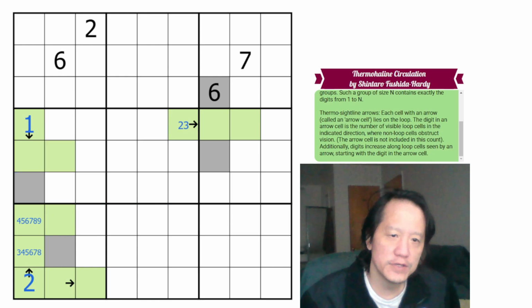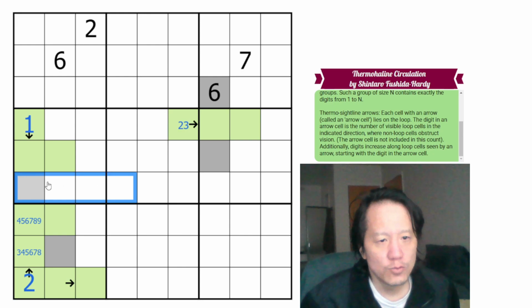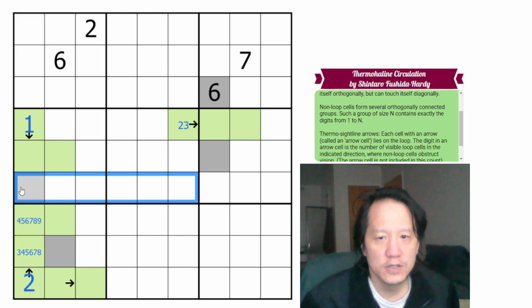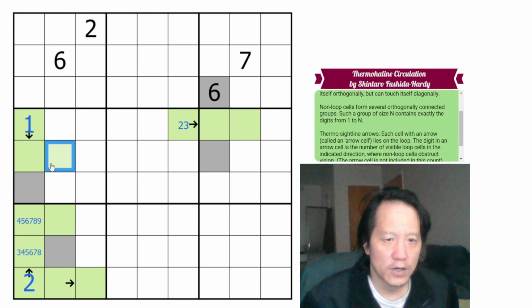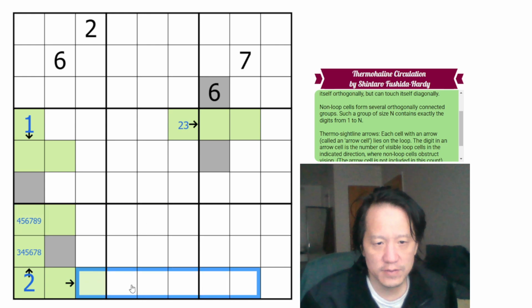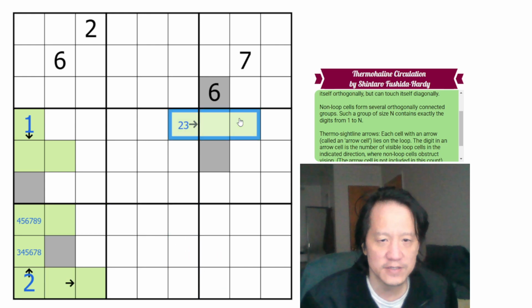Oh, interesting. So this thing, what's the largest this group can be? Because remember, all non-loop cells form orthogonally connected groups, and they have to be of size n, which contains exactly digits 1 to n. Well, can it ever be 6 is the question. I guess no, not really. So it can't connect this way. So, okay, this is always sort of blocked in by this cell, right? Because you can't connect this way because that just forms a loop within itself, and then these can't be part of that loop.